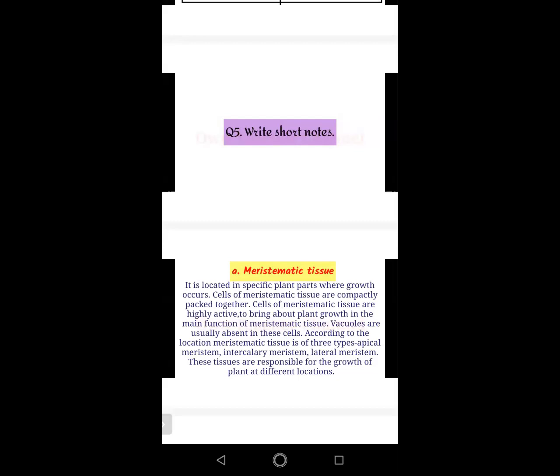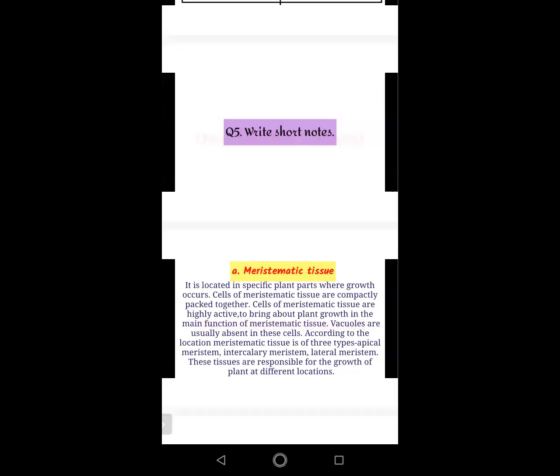Cells of meristematic tissues are highly active to bring about plant growth. To bring about plant growth is the main function of meristematic tissues. Vacuoles are absent in the cells.